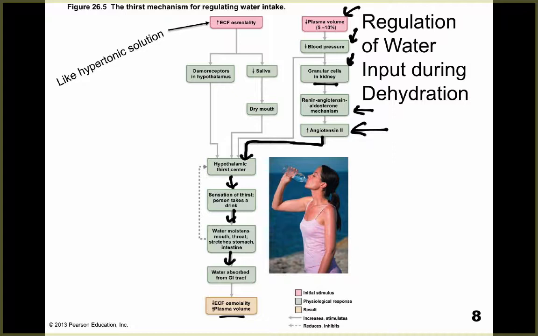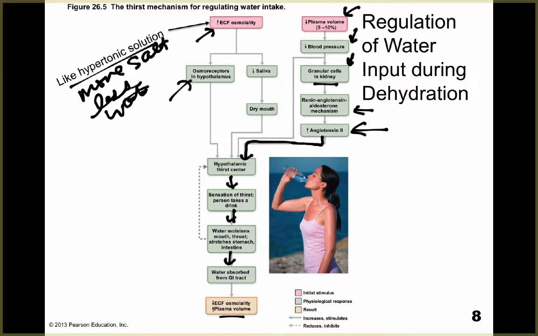Now, the other thing is the extracellular fluid osmolality increases. And what does that mean? Well, it becomes more like a hypertonic solution, which means more salt, less water. So the osmoreceptors in the hypothalamus from here will trigger the thirst centers.